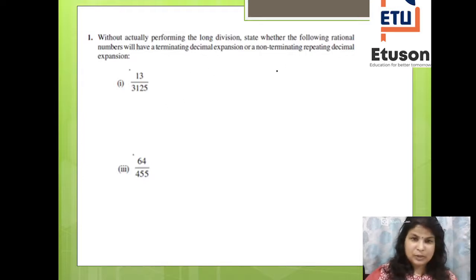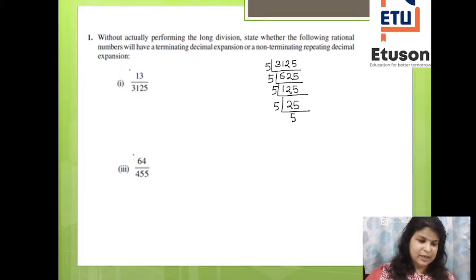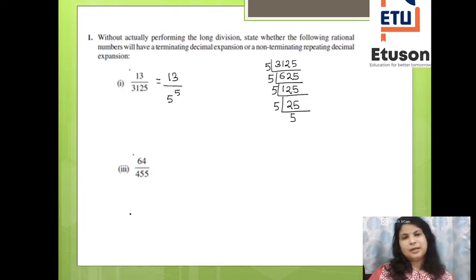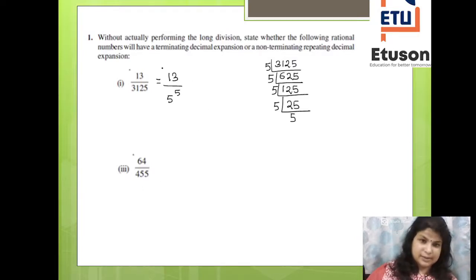Okay, so I will factorize 3125. 3125 divisible by 5, you get 625. Divisible by 5 again, you get 125. Divisible by 5 again, you get 25. Divisible by 5 again, you get 5. Correct. So what I will write here? 13 divided by 5 to the power 5. Correct. So this is this particular expression.